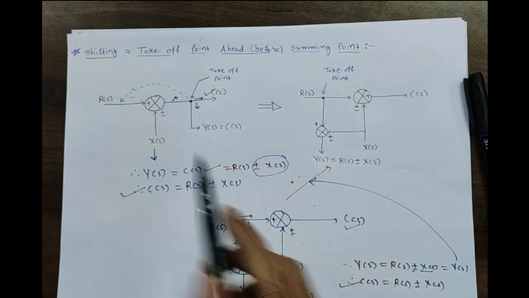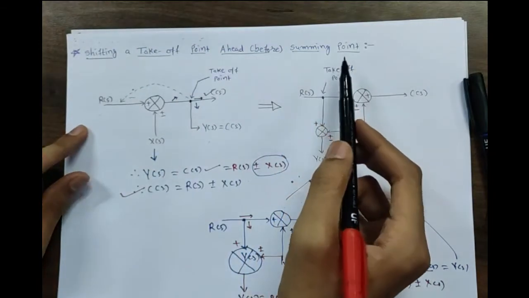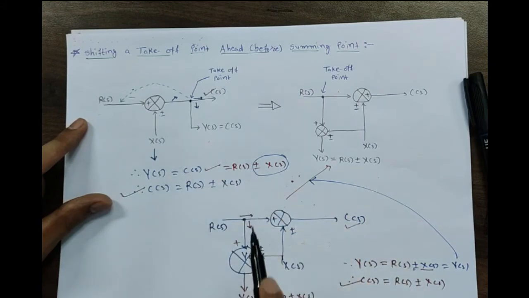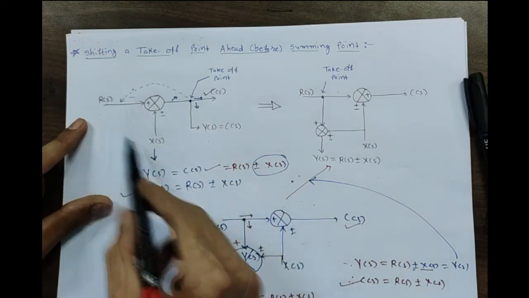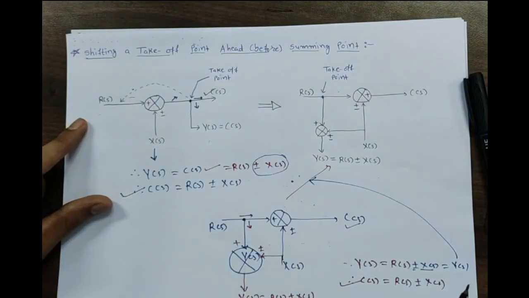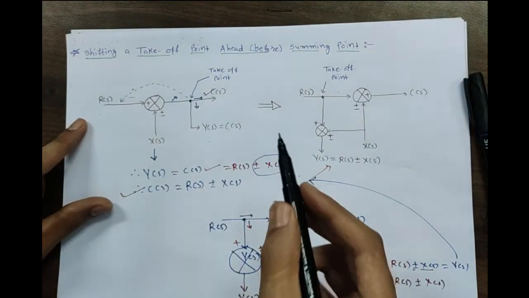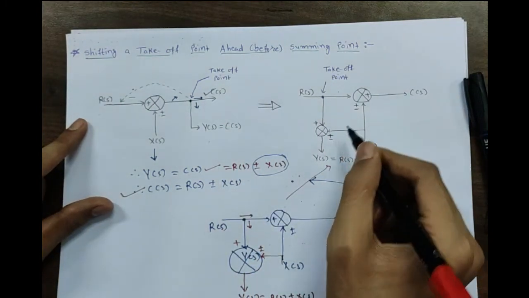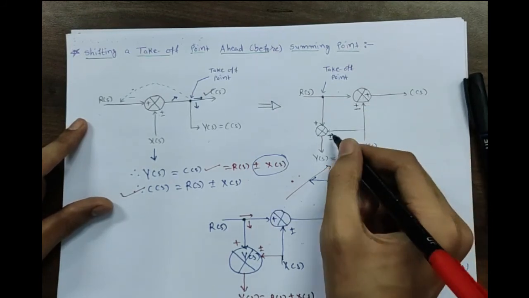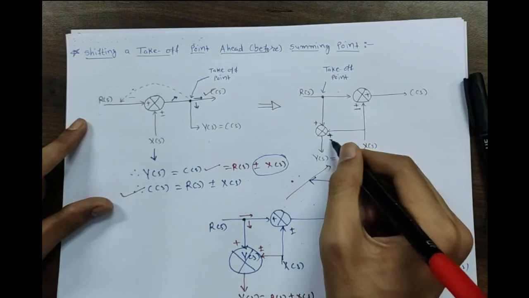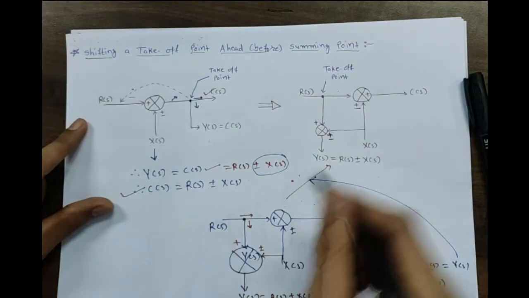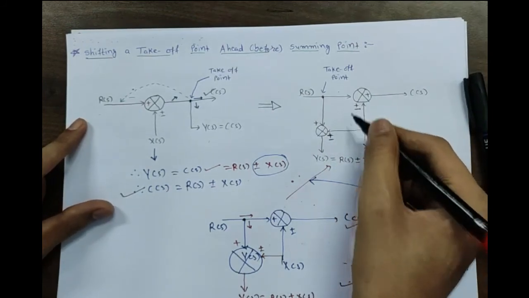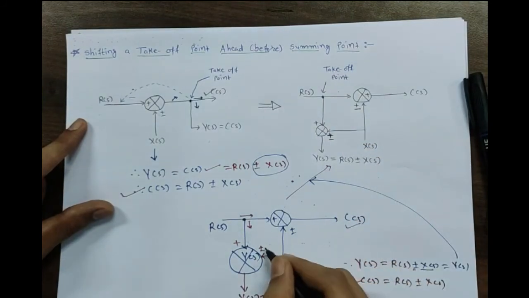Whenever you are transforming your takeoff point ahead of the summing point, we have to follow such a fashion. You don't have to worry about the proof of how we find this network, but whenever this kind of situation occurs during your block diagram reduction example, whatever we have done in previous rules will be the same, but the only difference is that if here the sign is plus or minus, then whenever you add the summing point, the sign will also be plus or minus. In the previous case, whenever it is plus or minus, we have to consider minus or plus. Here the sign will be plus or minus, then also the plus or minus will be here, you can see.